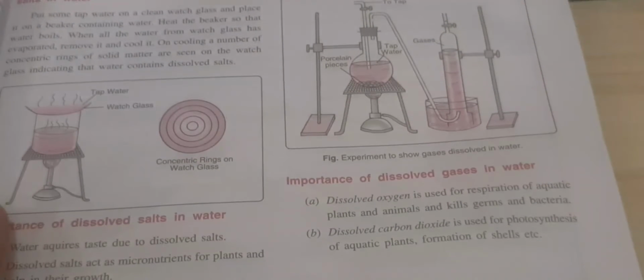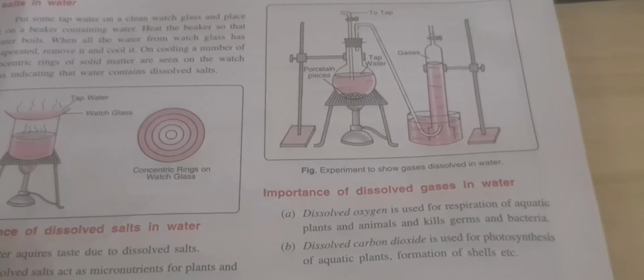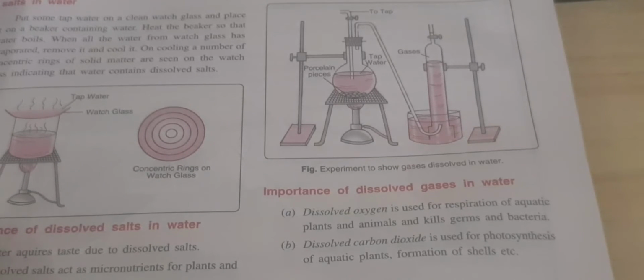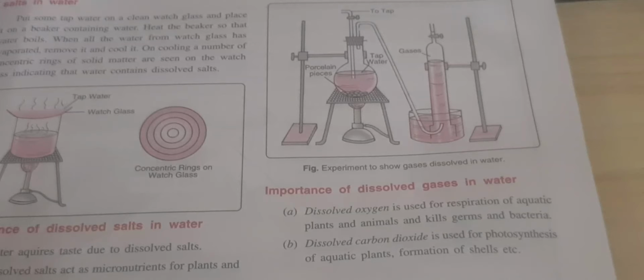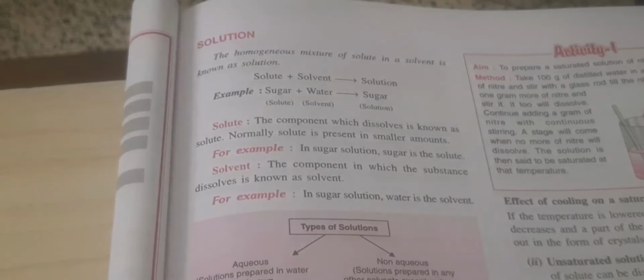Now, what is the importance of these gases? These gases dissolved in water are used for respiration by aquatic plants and animals, and these gases also kill germs and bacteria. Now carbon dioxide is there. It is used by aquatic plants for photosynthesis, and there are a large number of other animals who use this carbon dioxide for developing their young.